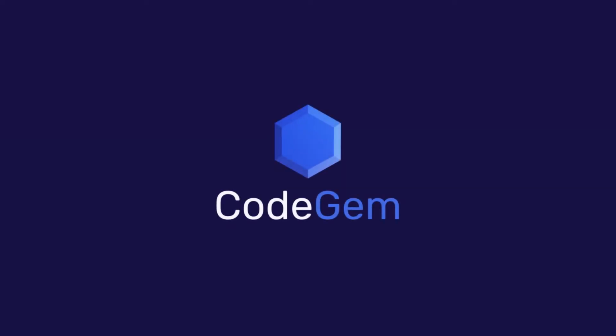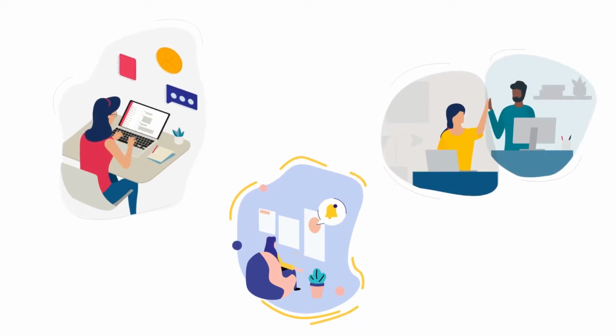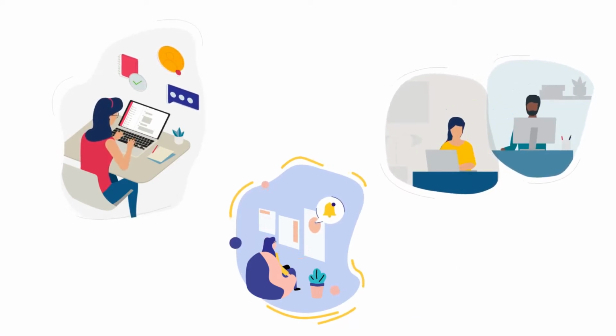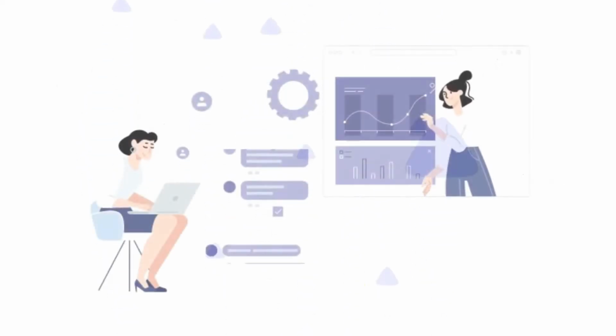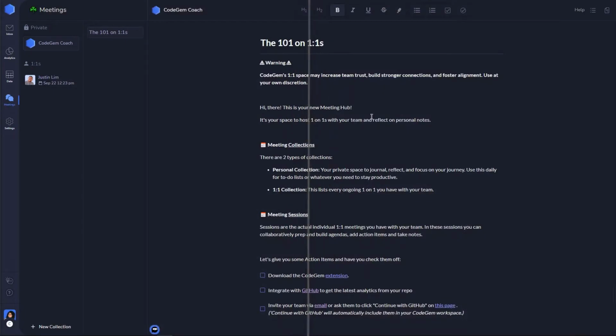CodeGem is a people-first engineering management platform that measures your team over multiple dimensions. When equipped with data around productivity, engagement, and satisfaction, you can make impactful decisions based on insight rather than a gut feeling. This data is available in real time and can be included in CodeGem's one-on-one framework.